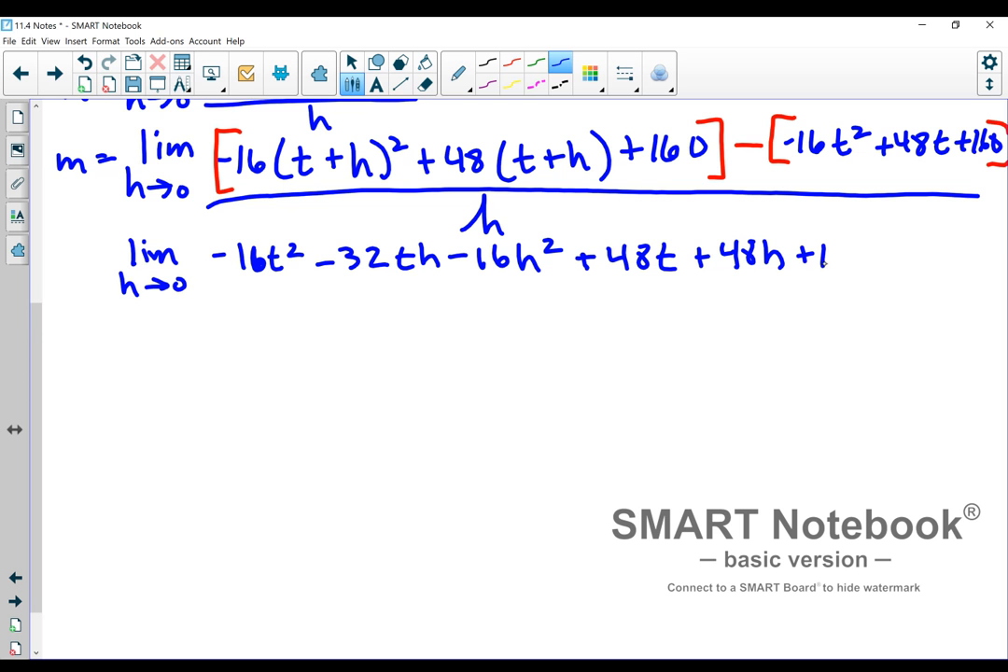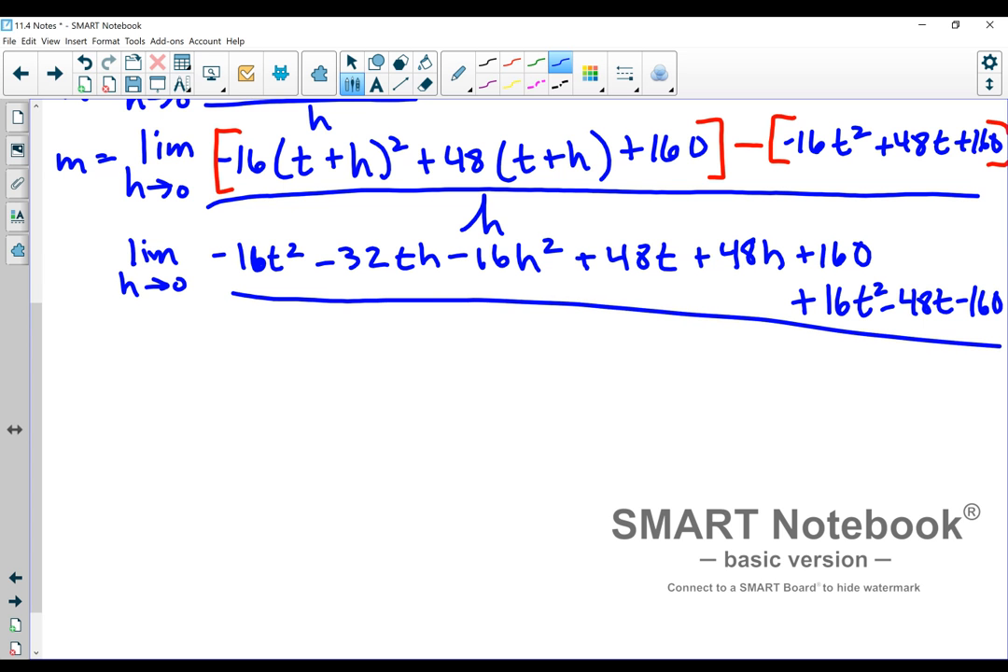I'm kind of running out of room. And then I'd have a plus 16t squared and a minus 48t and a minus 160. So this is my whole numerator all over h. I'm really running out of space here. So I know that this part, f of x or f of t, that thing should all cancel out, and it does. Those make a 0.